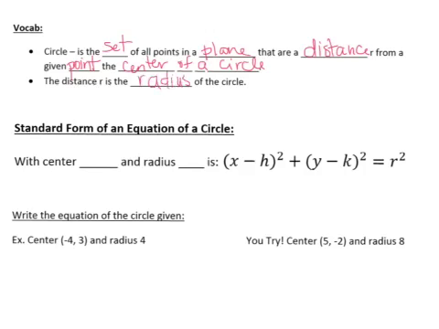And the distance r is the radius of the circle. So let's look at the standard form of an equation of a circle. Here's our standard form. Our center for our circle is going to be at the point (h, k), and our radius is r. So filling this in, center (h, k), radius r. So we want to write the equation of the circle given, looking at our examples below.